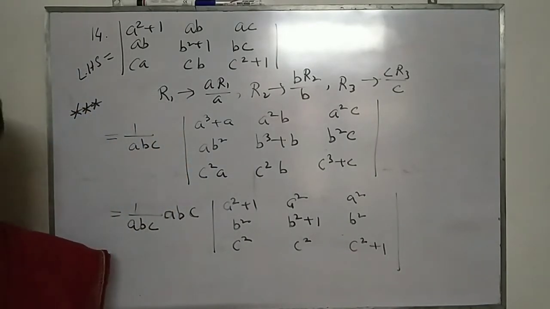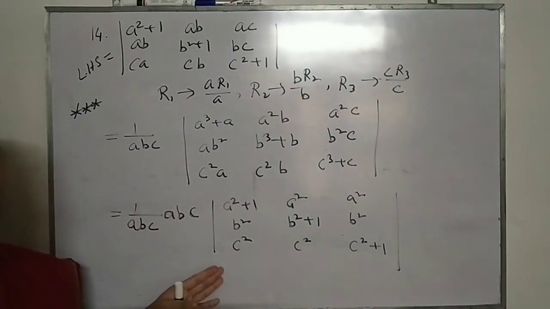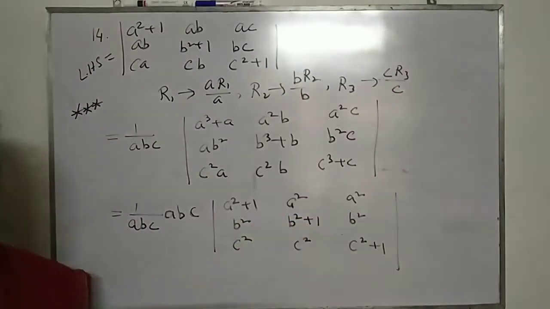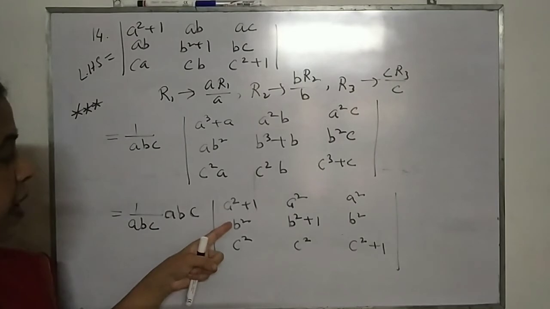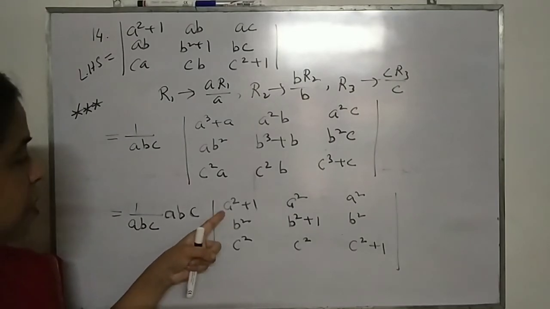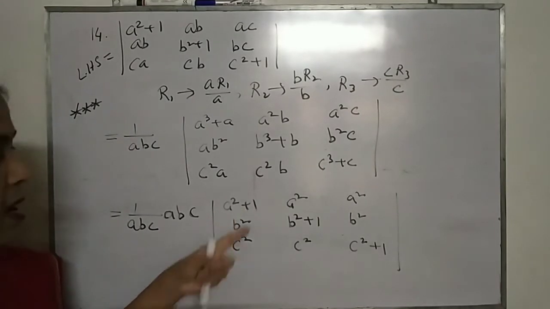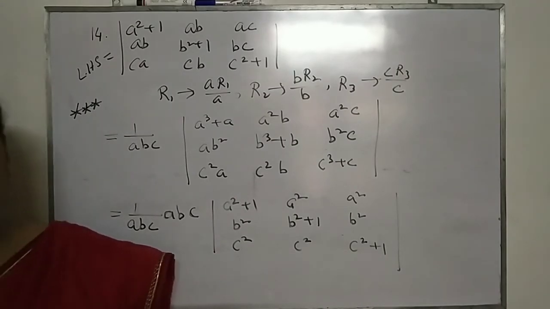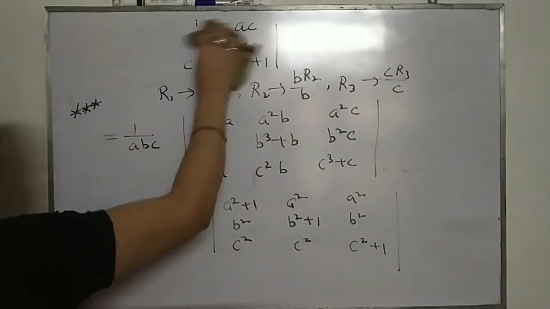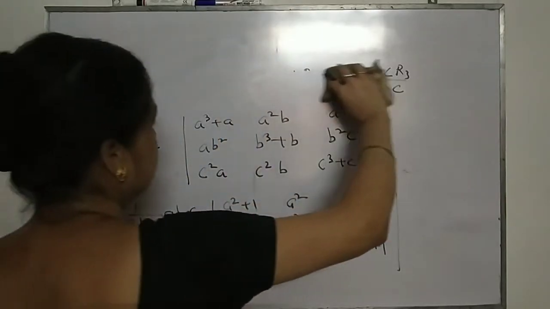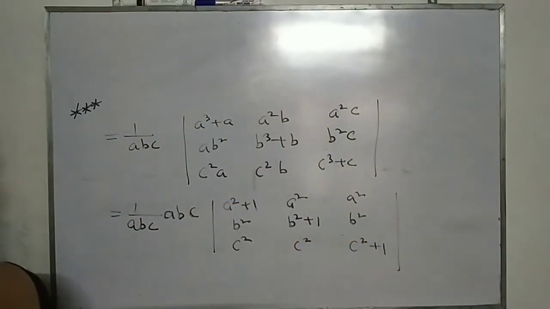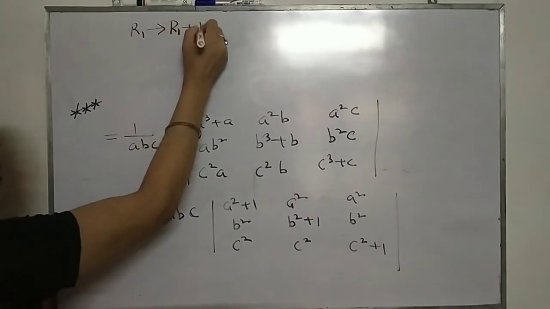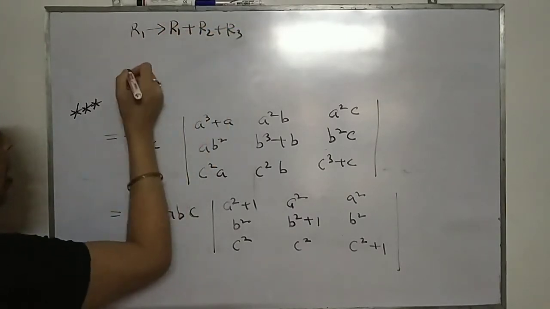Now hope you understand, it is possible for us to get the right hand side if I add all the 3 rows, not by columns. If I add the first row with the second row with the third row, we will get the expression A square plus 1 plus B square plus C square. Same is true for the second and the third. So what I am going to do now, let us replace R1 by R1 plus R2 plus R3.